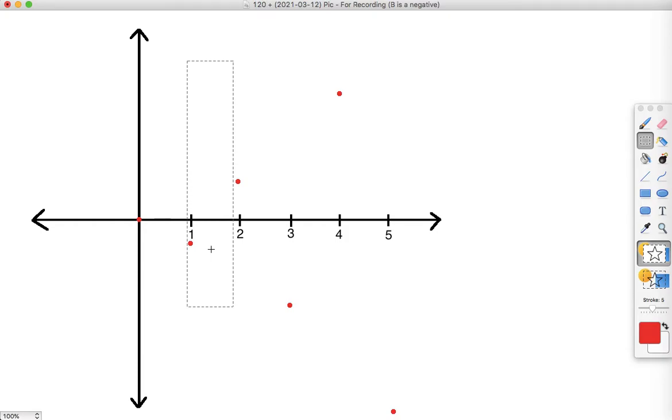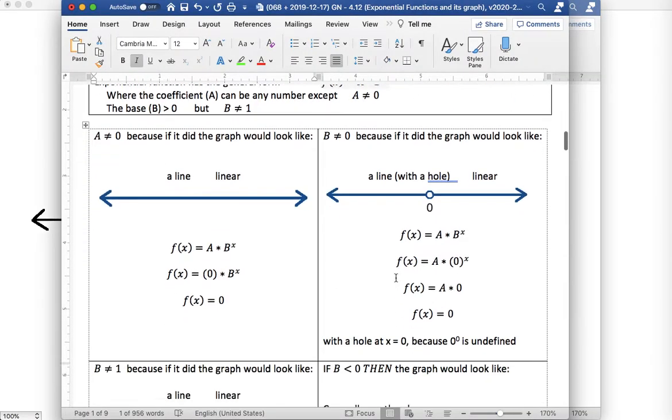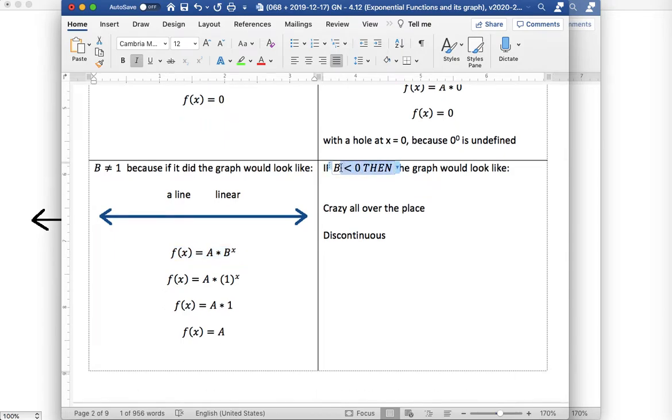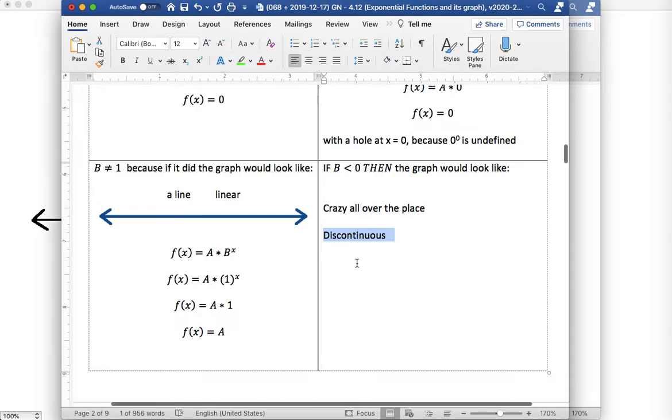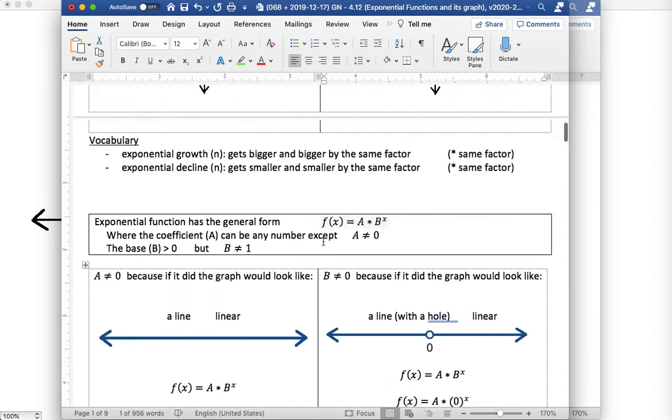So long story short, if you end up having your b be a negative number, your graph will just be crazy. It will not be continuous. You'll have all these undefined little spots everywhere. So long story short, this is your general formula for an exponential function. And in the definition of this, your a cannot be 0. Your b has to be positive and cannot be the number 1.